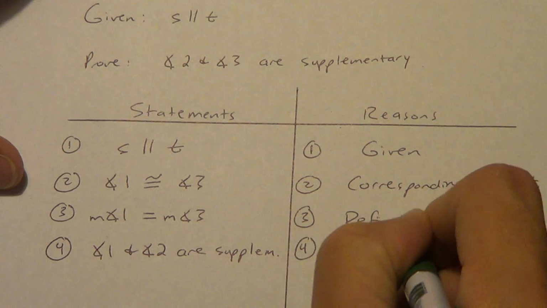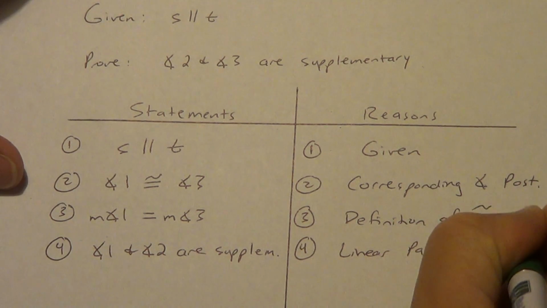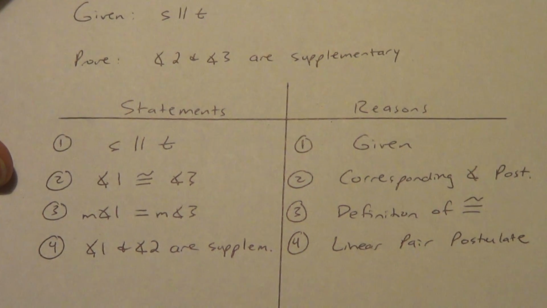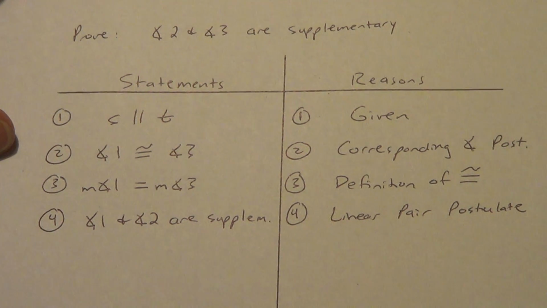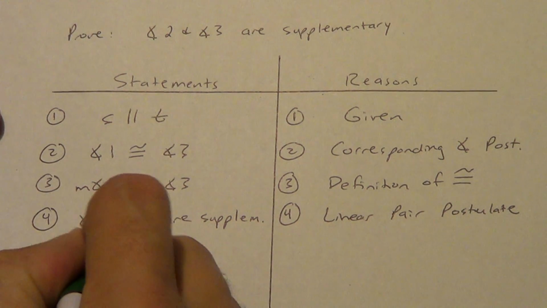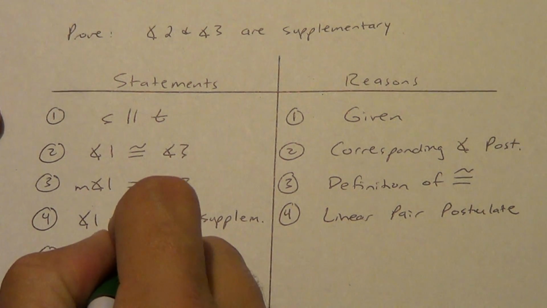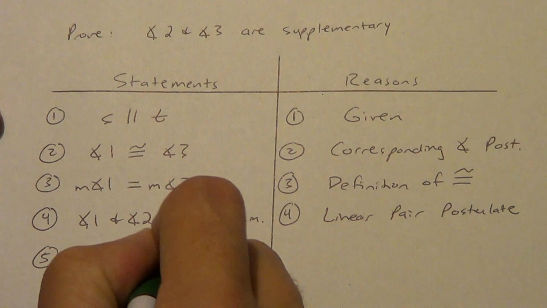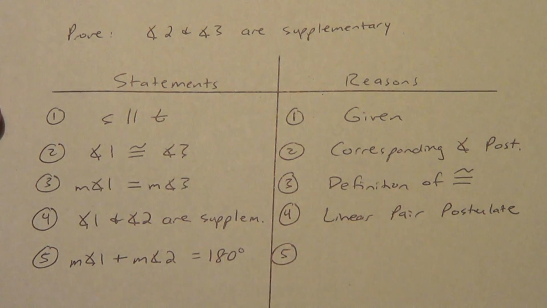Linear pair postulate. I told you we're going to use that one a lot when we started to first memorize it. This is one of those times where we use it. Now, what in the world does supplementary mean? It means that the two angles add. Since I'm putting an equal sign in there, I have to go to m for measure. So the measure of angle 1 plus the measure of angle 2 equals 180 degrees.